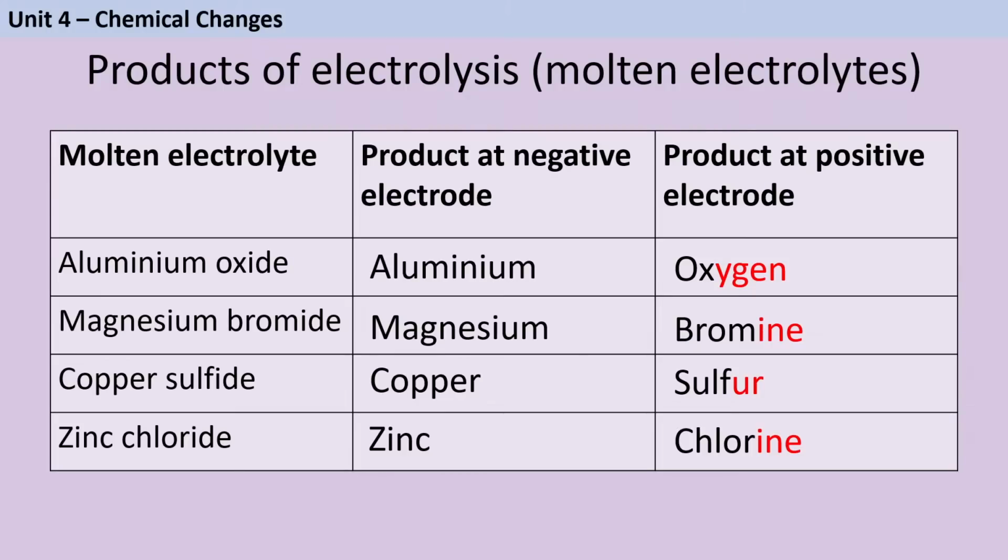And then likewise, we make bromine and sulfur and chlorine. Okay, so for a molten electrolyte, which is all you need to know about if you're doing foundation combined science, the negative electrode is just the name of the metal, and the positive electrode is just the name of the non-metal that it came from.